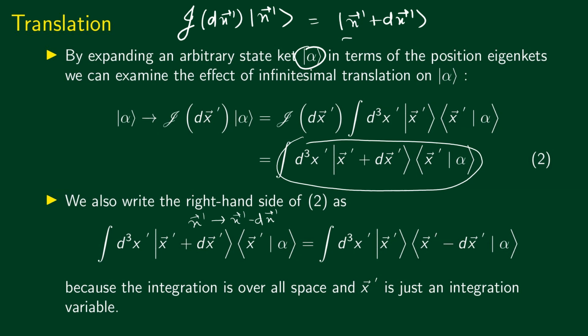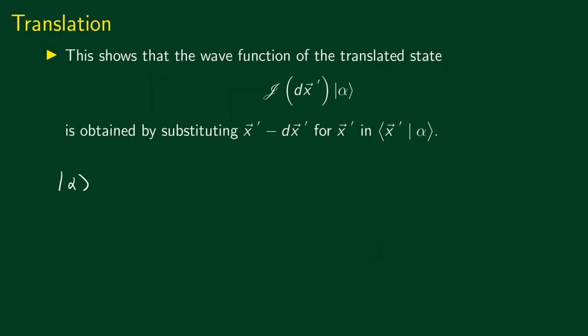Nothing else changes, because you are still integrating over the entire three-dimensional space, whether you are using x' or x' minus dx' as the integration variable. So this becomes the integral d cubed x' ket x' bra x' minus dx' ket alpha, because the integration is over all space and x' is just an integration variable. We had ket alpha expanded in terms of the position eigenkets x'. This is the wave function of the initial state.